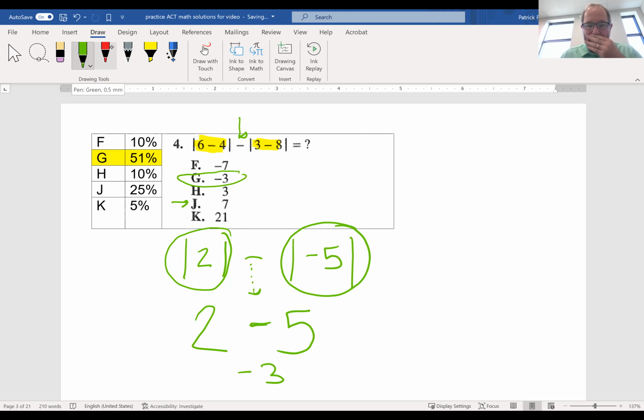Now, again, you can use your calculator on this. There's an absolute value choice. If you press alpha window, you see it right there on the first choice. Absolute value, 6 minus 4.